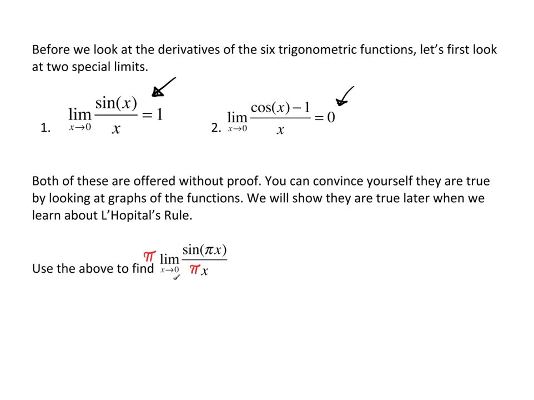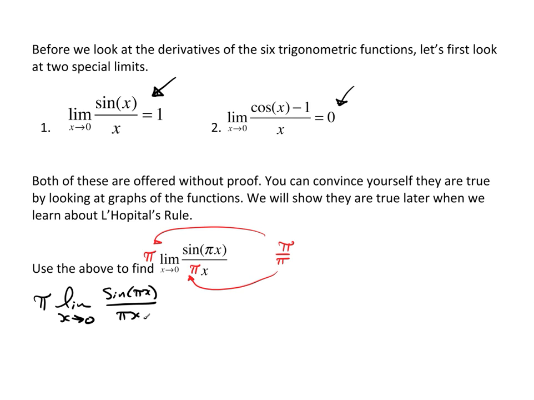So what I just did is I multiplied this by 1. I multiplied by pi over pi. One of the pi stayed out here, and the other pi went inside the limit. Remember, pi is a constant, so the constant can be moved in and out of the limit at will. So now that I have that, I have something that looks like this: pi times the limit as x goes to 0 of sine of pi x divided by pi x.